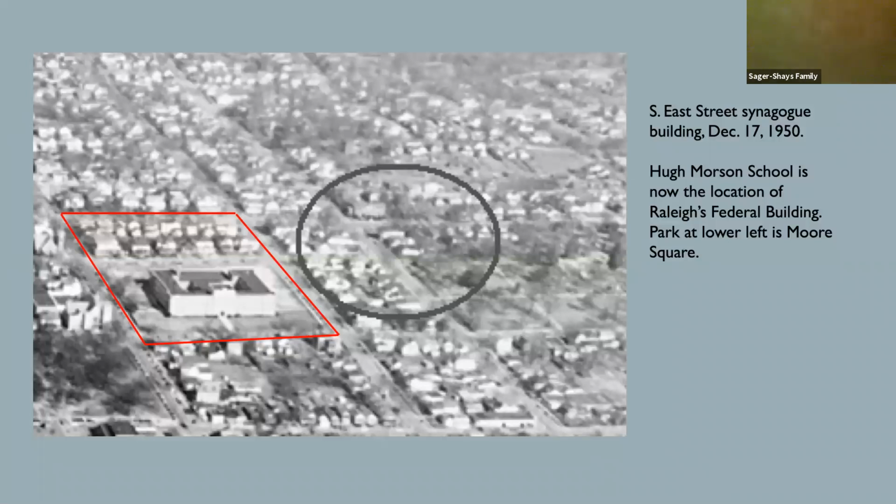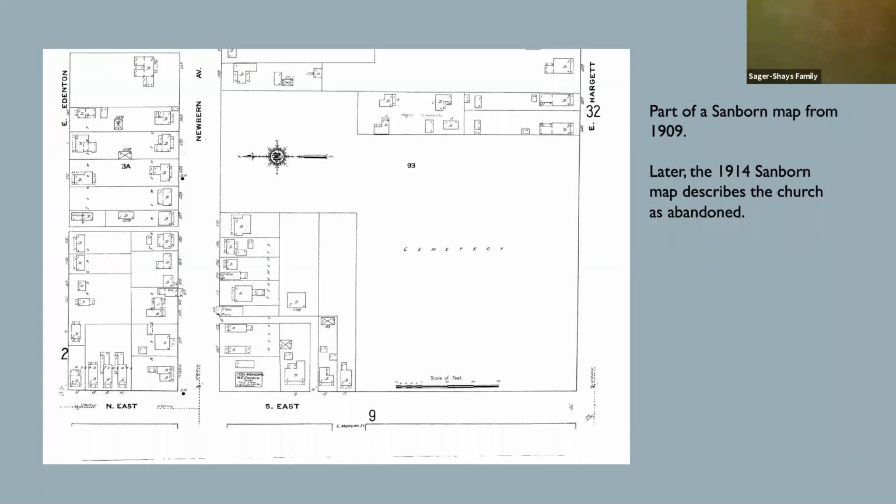Now, what was on our site before our synagogue? This is a page from a Sanborn map. Sanborn maps are terrific resources for historians. They were made for insurance companies. They documented every single dwelling and outbuilding that a city could have. They are available for every year. The ones from 1909 and 1914 are online through UNC in Chapel Hill.